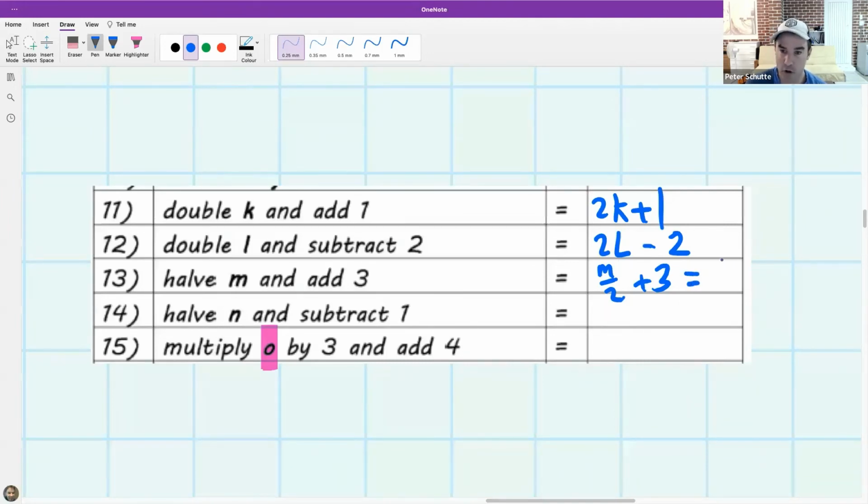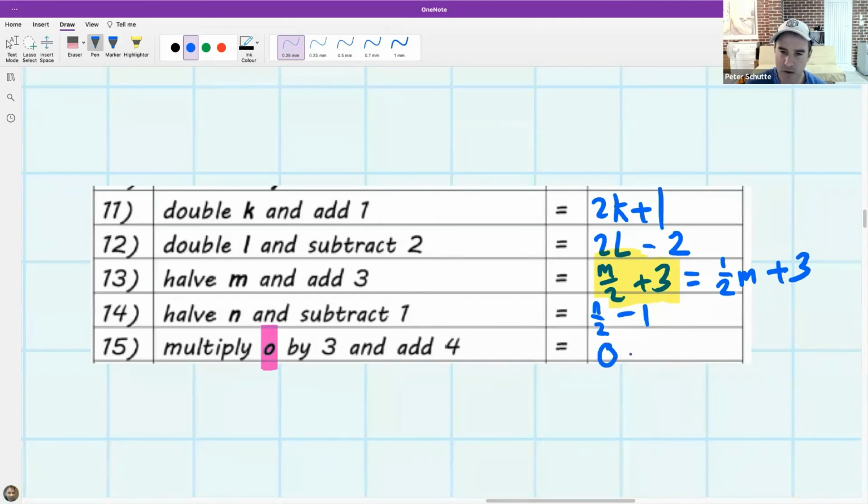Another way you could have written this one is to say a half m plus 3. So some students might have written a half m plus 3. That is exactly the same thing in algebra. Although I suppose the majority of us would have done the first one, which is completely perfect. Then 14, halve n. So to halve n, I go n divided by 2, take away 1. And then the last one is to multiply O by 3 and add 4.